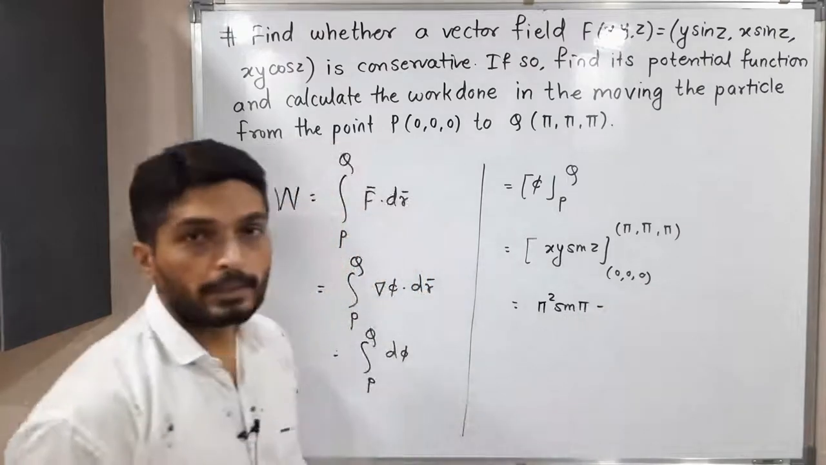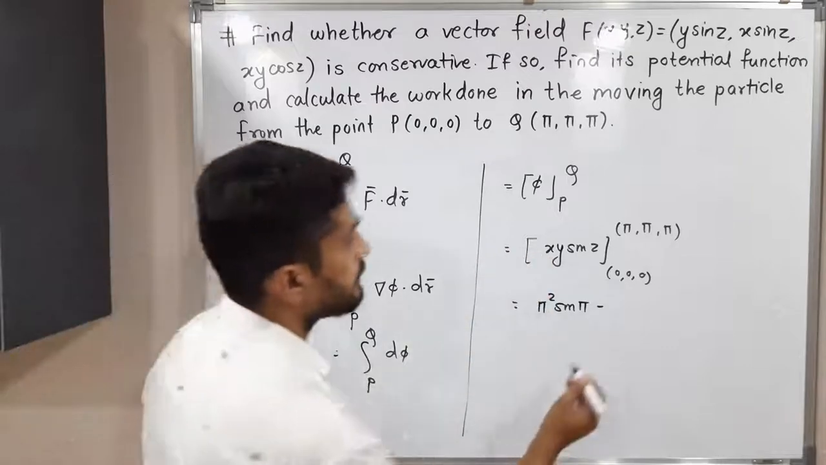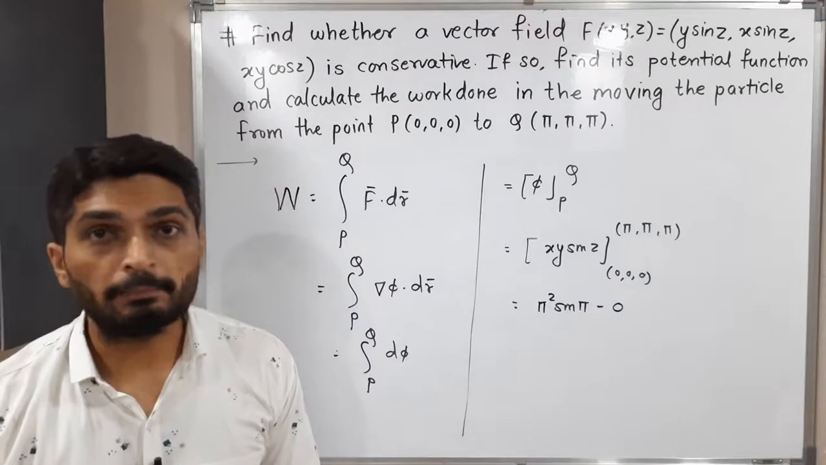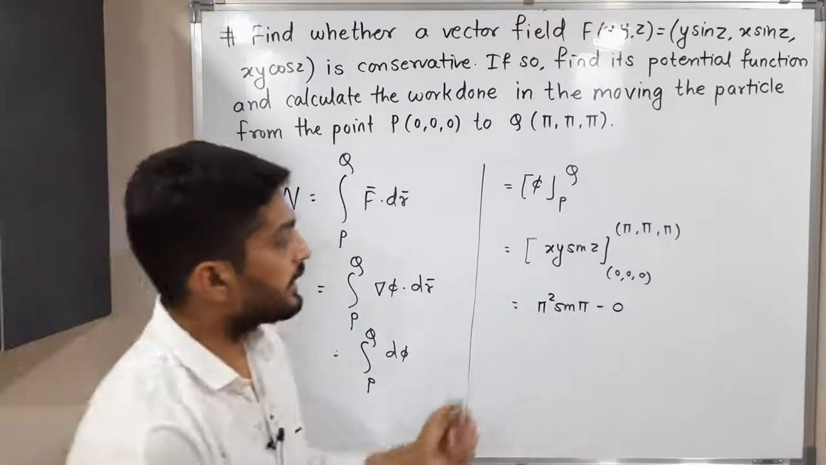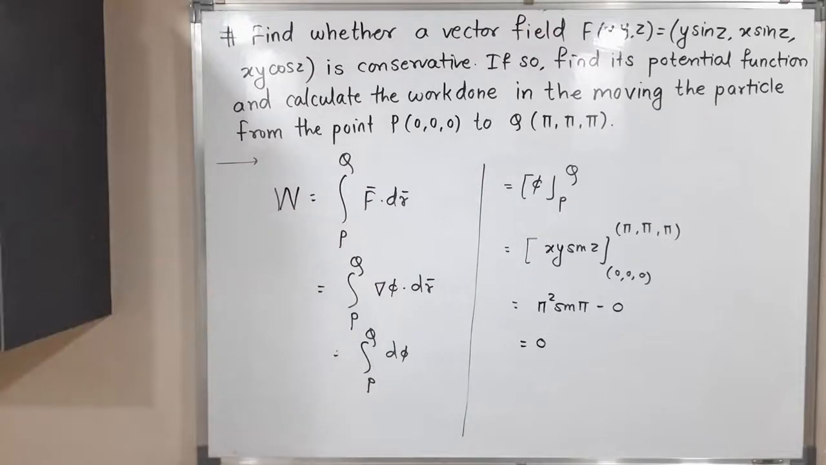If I put the lower limit, x, y, z, all three are 0. So if I put here, obviously we will have 0. What is the value of sin pi? Yes, sin pi is also 0. So 0 into anything is 0, and we will have the final answer 0. So in this way we completed this example.